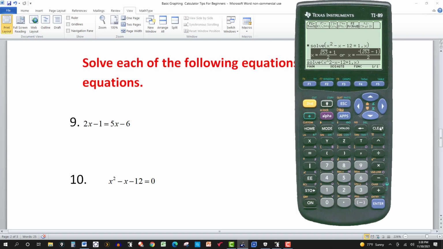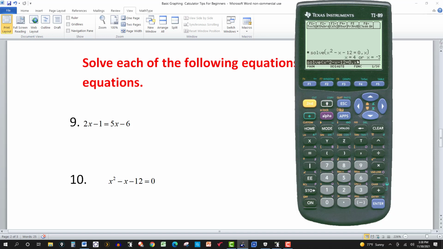That is the solution for this one. Notice it has radicals. But this one here, the right side should be 0. So I just come back here and then hit this arrow right here to eliminate the 1 and then put in a 0. And then hit enter.